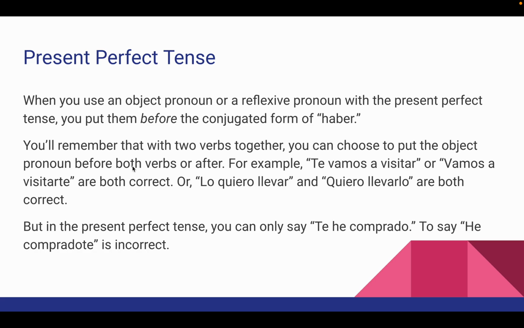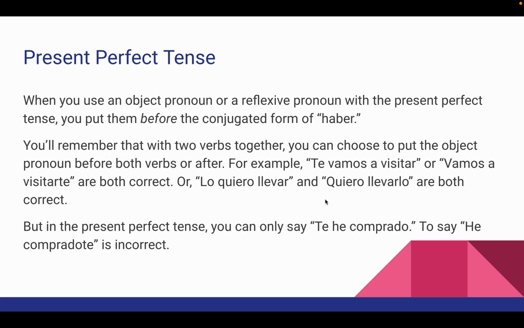When you use an object pronoun or a reflexive pronoun with a present perfect tense, you put them before the conjugated form of haber. You'll remember that with two verbs together, you can choose to put the object pronoun before both verbs or after. For example, you could say te vamos a visitar or vamos a visitarte. We're going to visit you. They're both correct. Lo quiero llevar or quiero llevarlo, they're both correct because you've got two verbs in a row, and with object pronouns, you can put them before or after.